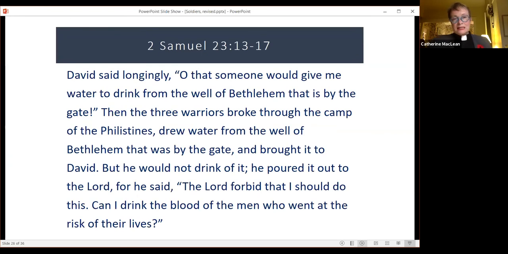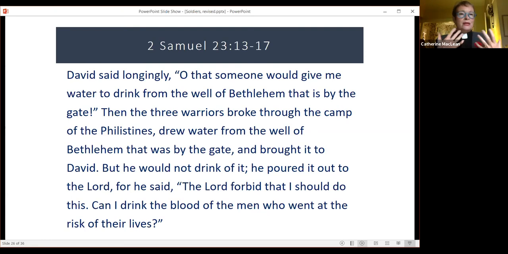Thanks, Stephen. 2 Samuel 23. John pointed this piece out to me. It is not in the lectionary, and it's not a familiar story to most of us who spend time with David and with Goliath and with the Philistines and so on. But this is a wonderful story in 2 Samuel.